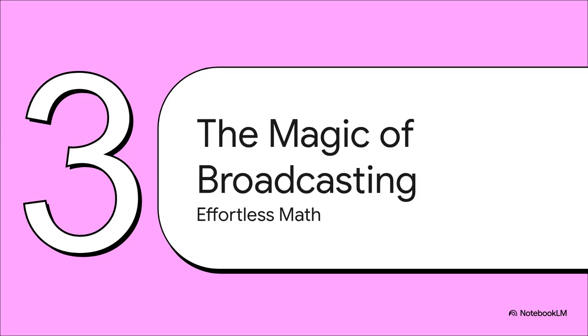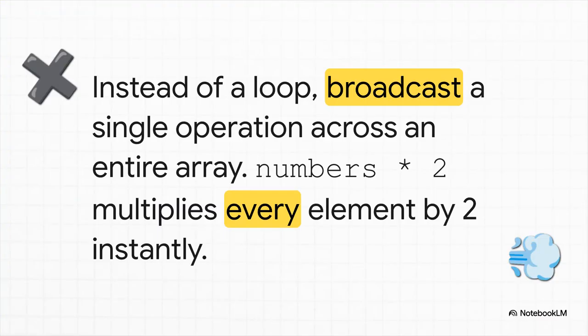All right, let's move on to Section 3. This is where things get really cool. We're about to look at one of NumPy's most powerful and honestly kind of magical features. It's called broadcasting, and it's the reason you can say goodbye to writing all those slow for loops. Just look at this. We make an array of numbers from 1 to 5. Then we just write numbers times 2, and boom!